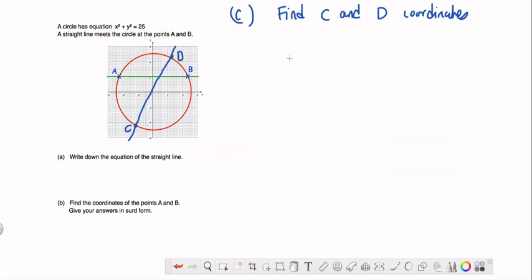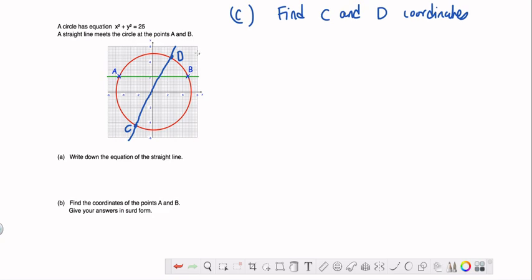Right, I've just modified the question slightly. This time I want to find C and D coordinates I've labelled in the diagram. I want to leave the answer in surd form. Well, first of all, I need to know the equation of this line, whereas before the green line I already had, well, I got as y equals to 2, but this one I need to work out as well.